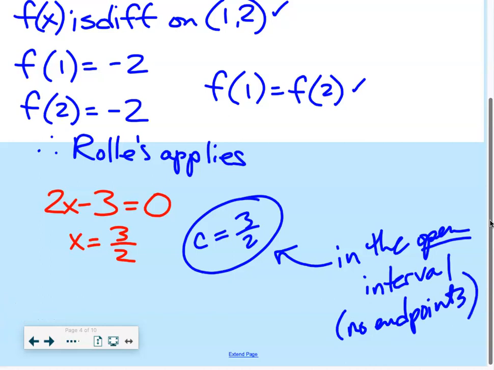So Rolle's theorem proves that there has to be a c inside of the endpoints, not at the endpoints. Okay, not so bad, right? Ready to try another one? With words? Dun, dun, dun.